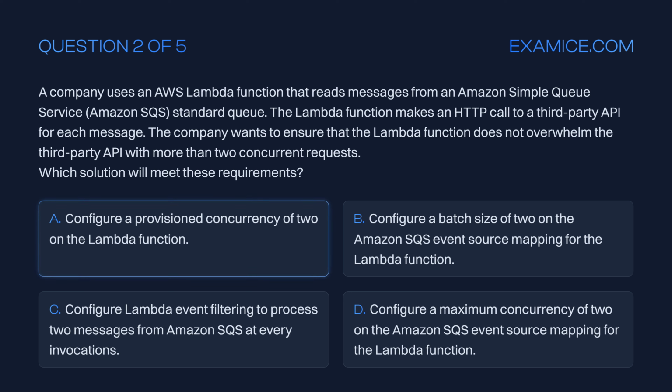Option A. Configure a provisioned concurrency of 2 on the Lambda function. Option B. Configure a batch size of 2 on the Amazon SQS event source mapping for the Lambda function. Option C. Configure Lambda event filtering to process 2 messages from Amazon SQS at every invocation. Option D. Configure a maximum concurrency of 2 on the Amazon SQS event source mapping for the Lambda function.